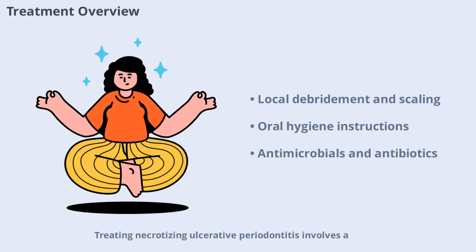Treating necrotizing ulcerative periodontitis involves a combination of local and systemic approaches. The primary goal is to control infection, alleviate pain, and restore oral health. Treatment typically starts with local debridement of lesions, scaling, and root planing. Patients are instructed on maintaining excellent oral hygiene. Ultrasonic instrumentation with plenty of irrigation is often used to remove debris and bacteria. In addition, topical antimicrobials and systemic antibiotics may be prescribed, along with analgesics to manage pain.